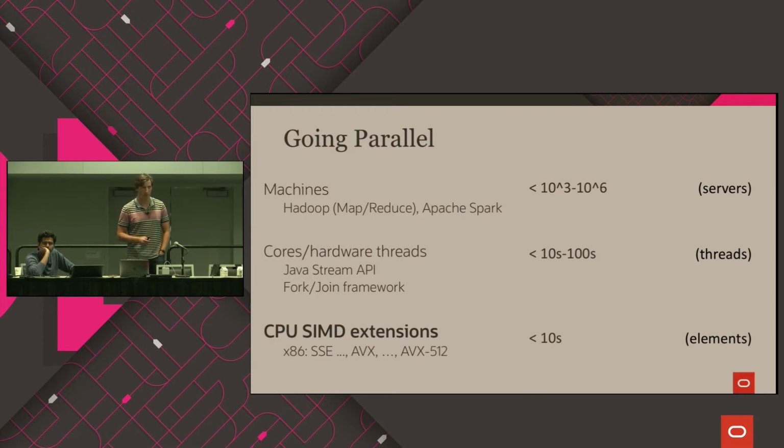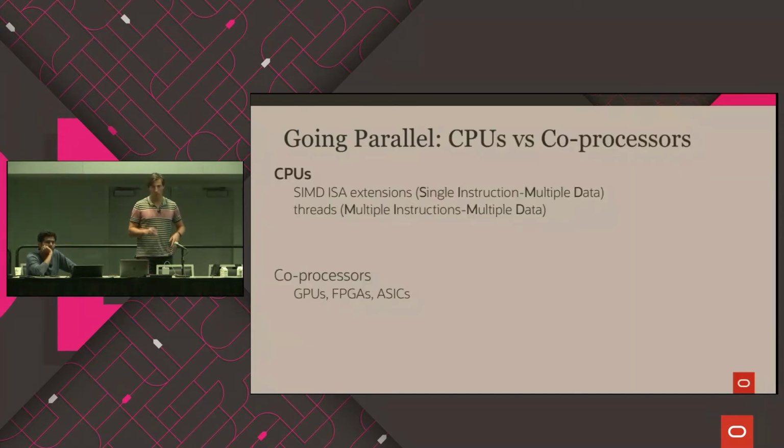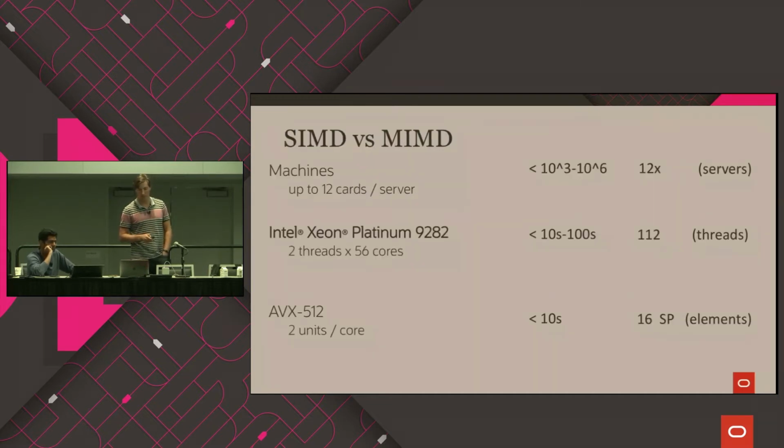On a machine level, spanning across multiple hosts. On a single CPU level, there are many core systems available these days. And on a core level, there are SIMD extensions, which allow you to process many elements at once. Along with the CPUs, there is specialized hardware available these days, like GPUs, FPGAs, different ASICs. But for today, we focus on CPUs. What can be done with CPUs?